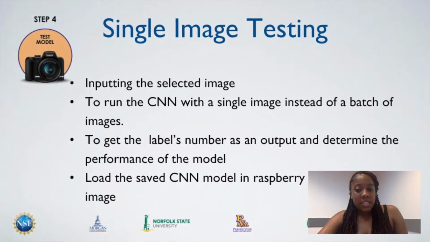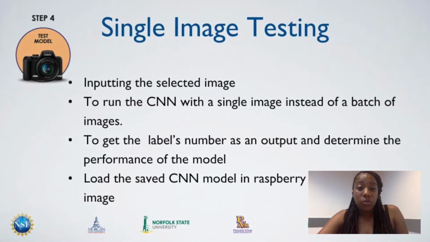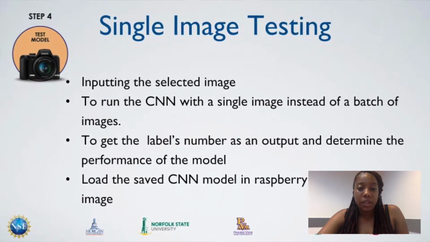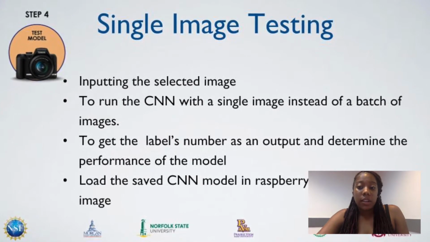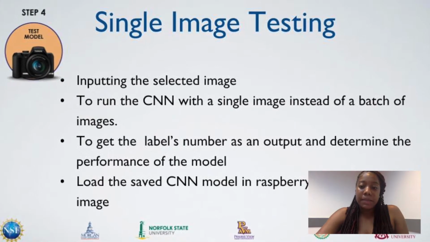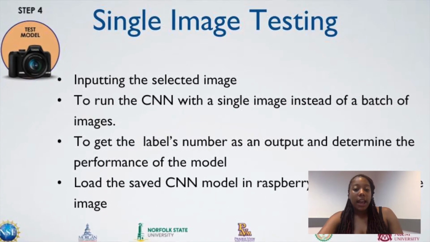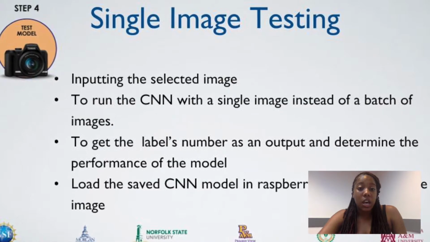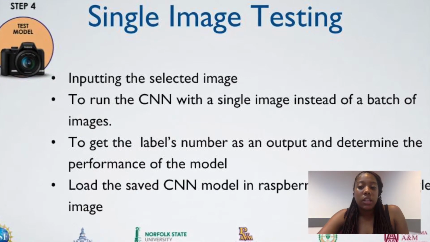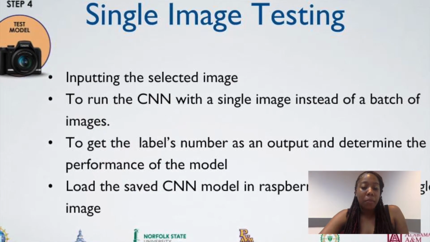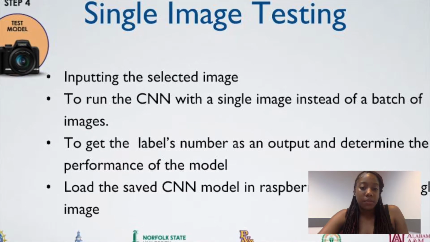For single image testing, we manually inputted our own image. We ran the CNN with a single image instead of a batch of images to get the labels number as an output to determine the performance of the model. We also loaded the saved CNN model into Raspberry Pi to classify the single image.